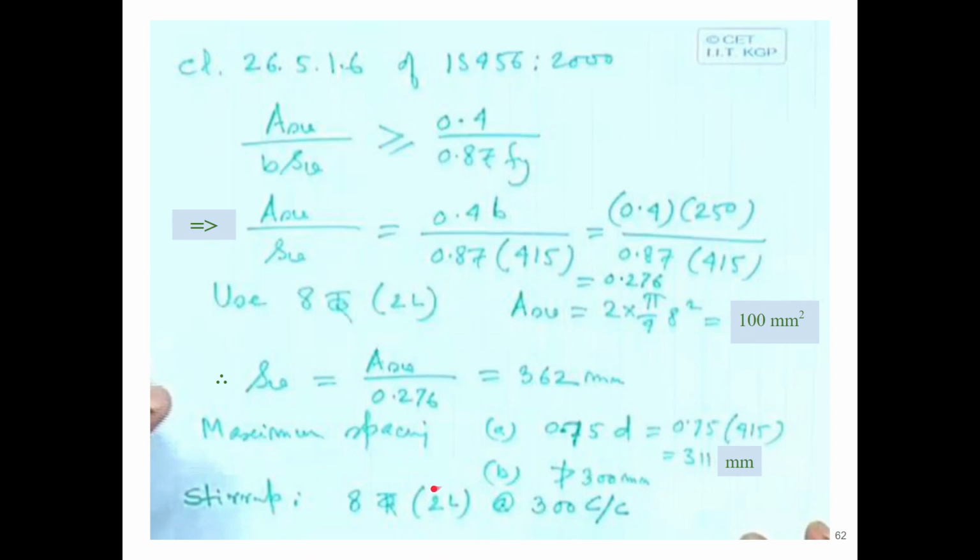So for maximum spacing, the spacing will be the minimum of 362, 311 and 300. So it will be 300. Okay, so the stirrups, let us provide 8 diameter 2-legged at the rate of 300 millimeter center to center. Okay, so that will be the case. So with this we come to the end of this class today.